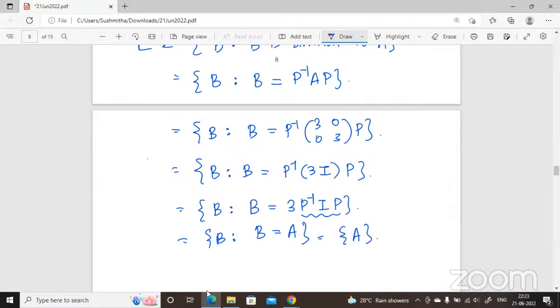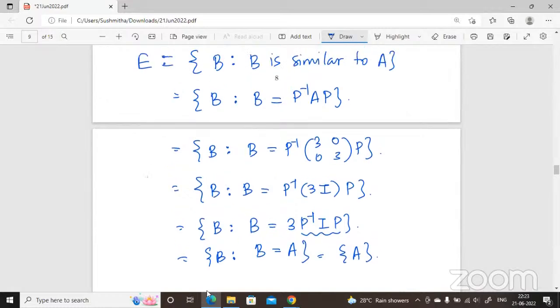A is 3 times identity. You just write down what is given and do it step by step. So when can we say there are more? As long as the condition B equals P inverse AP is satisfied and there are many kinds of P, then there are infinite possibilities.